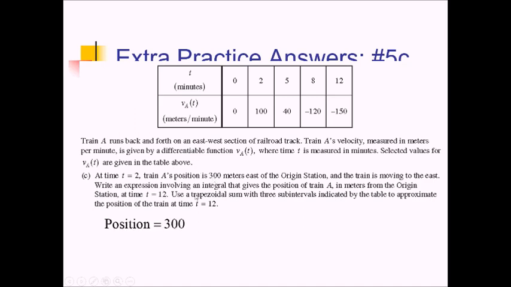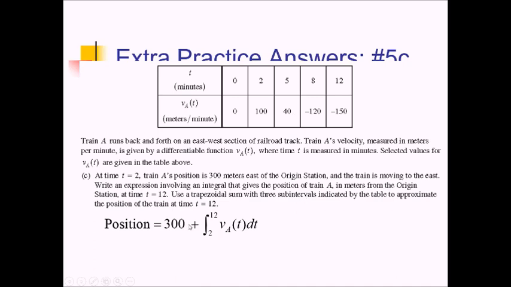That's our position at time 2, plus the integral from 2 to 12 of this VA of t function. Don't forget the dt. So this is the expression that gives us the position at time 12. To actually find that position, though, that's the next part of this problem. We don't actually have a formula for velocity, but we can estimate it, and they're asking us to estimate it using a trapezoidal sum with 3 subintervals in this table.